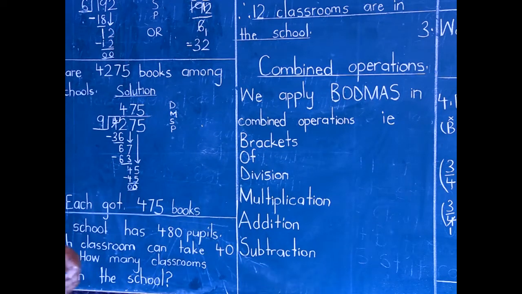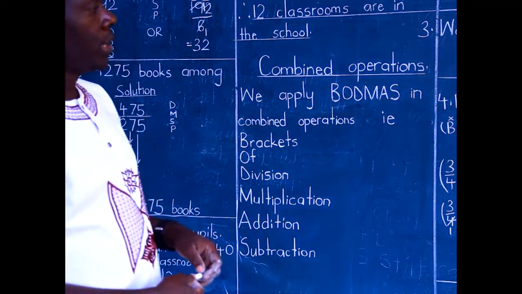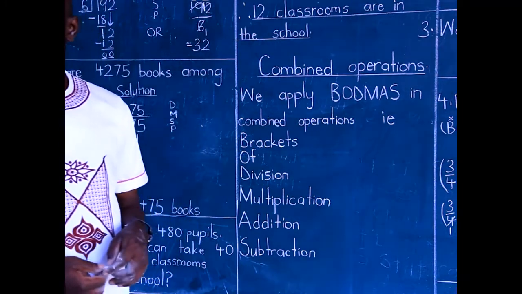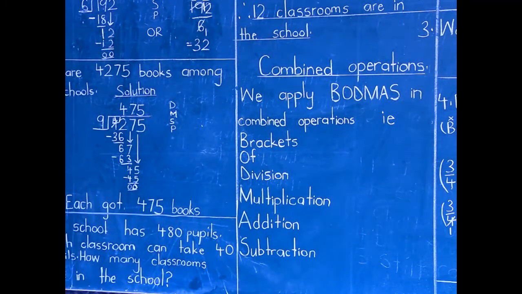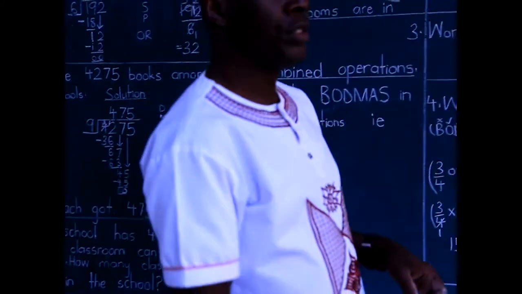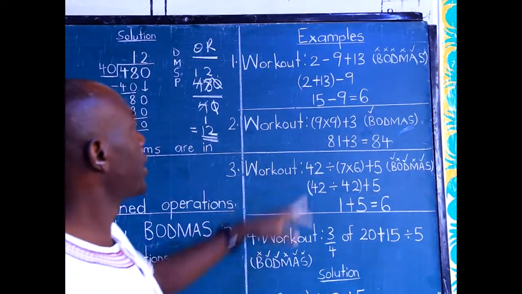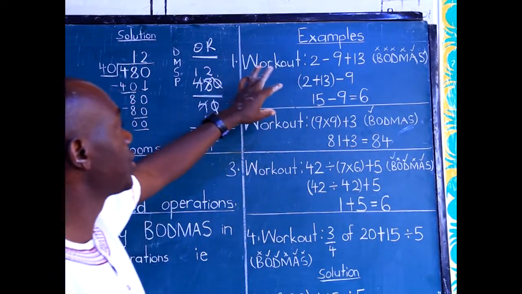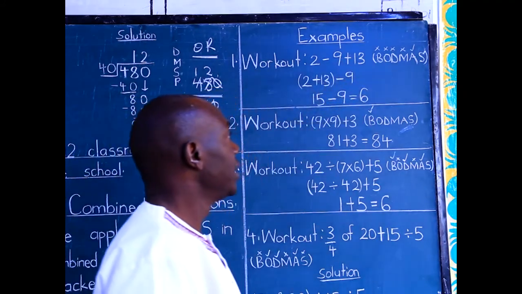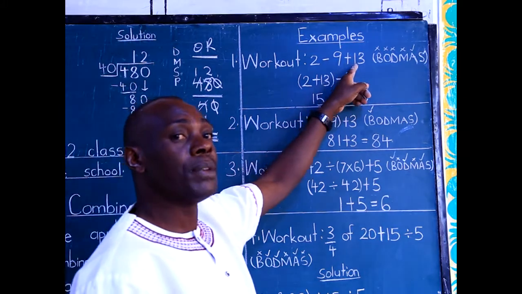Like we're going to see these other 4 examples, which when understood, you will be able to answer all those questions from page 54 all the way to page 58 of your workbook, P5, first term. Now, examples. The first example says work out 2 minus 9 plus 13. The number is brought like 2 minus 9 plus 13.